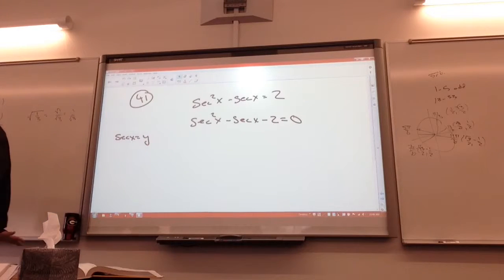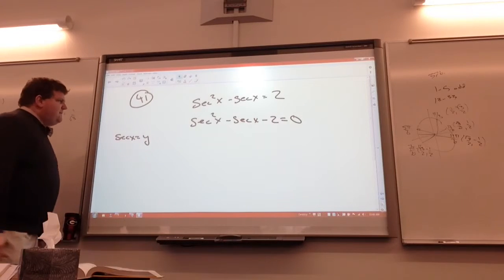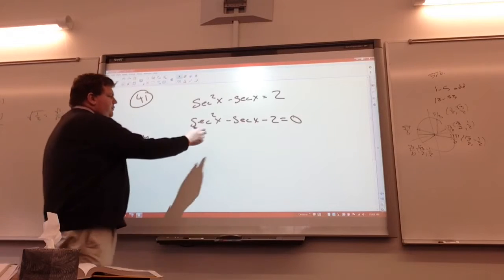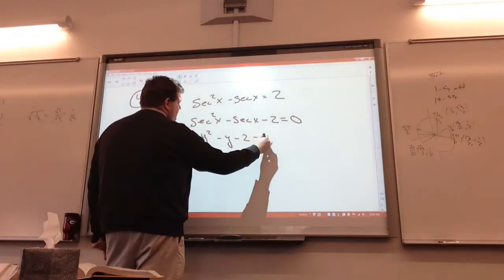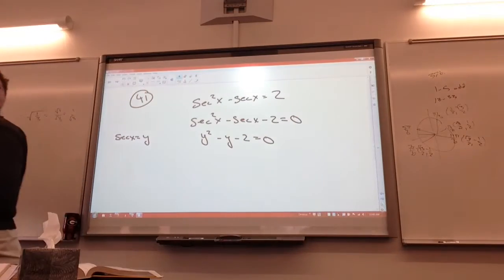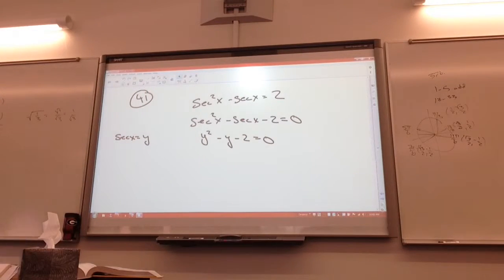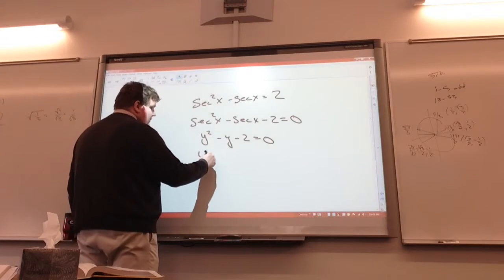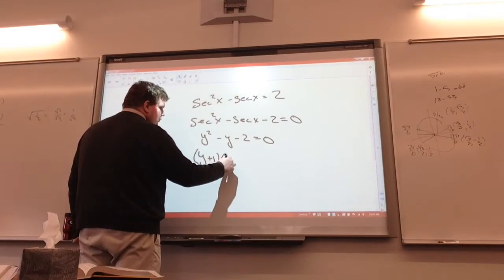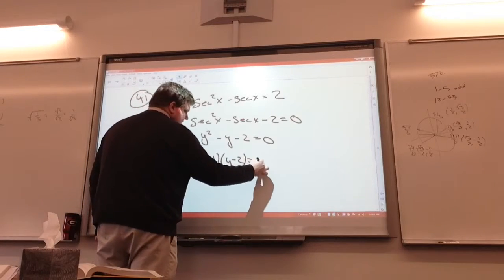I don't want to use x because x is already in there. That means secant squared would be y squared, and I can replace this all with y squared minus y minus 2 equals 0. That should be way easier to see how that factors, doesn't it? What would that factor to, everybody? Y plus 1, y minus 2. So y plus 1, y minus 2 equals 0.